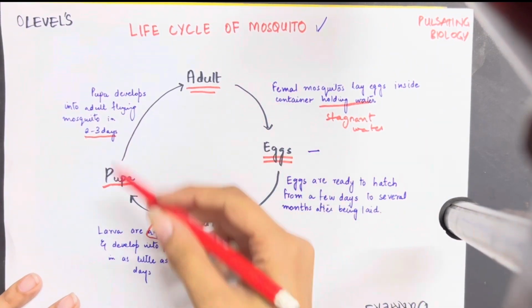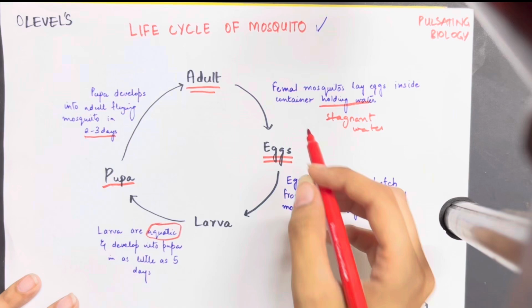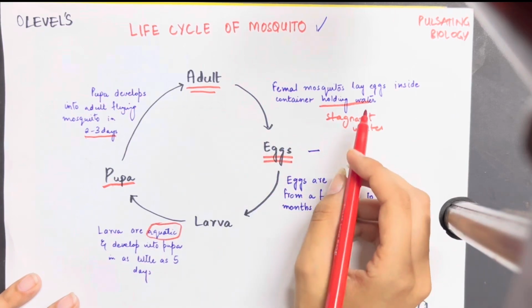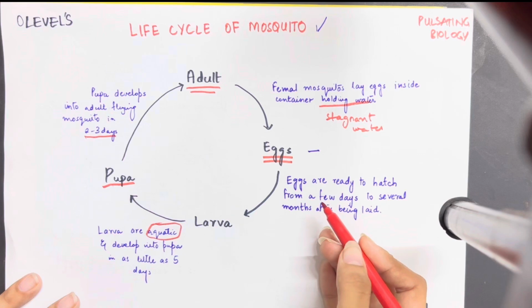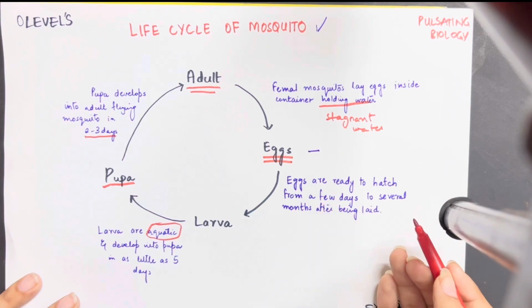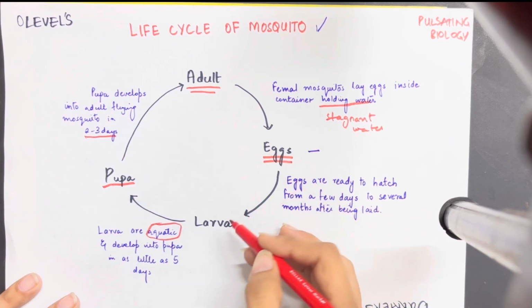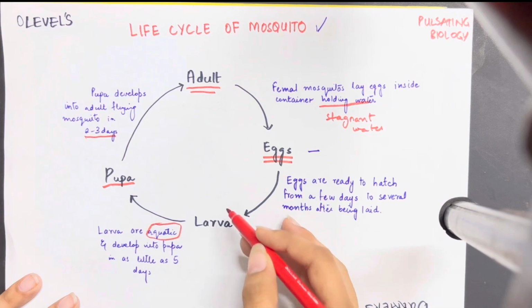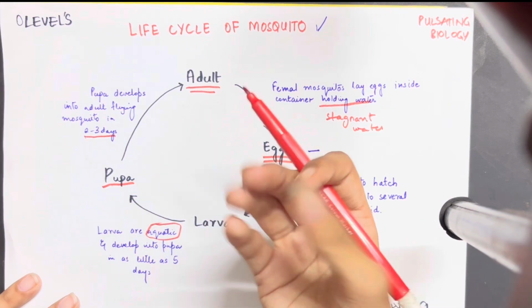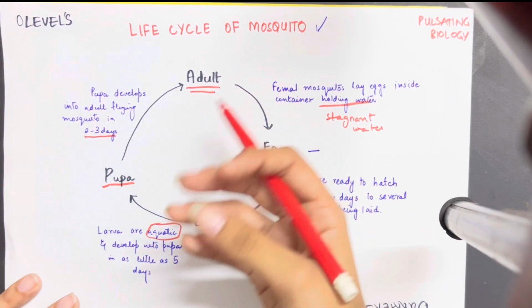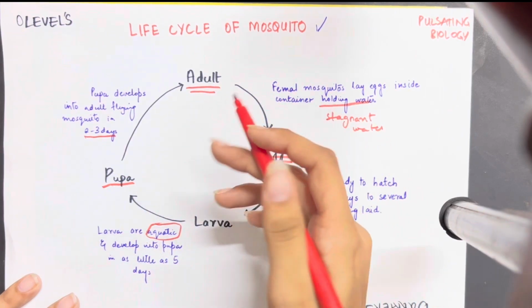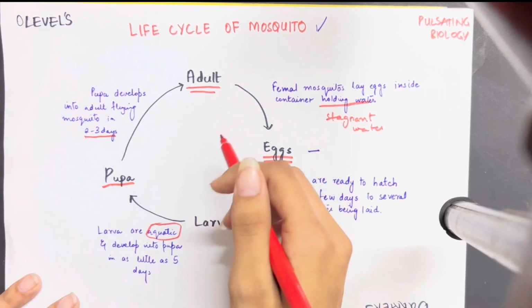Now this is the entire life cycle of the mosquito. It begins with laying eggs in the stagnant water, and then those eggs hatch and are converted into the larva. From the larva it is converted into the pupa within 5 days, and from the pupa into an adult within 2 to 3 days. So this is the entire four-stage life cycle of the mosquito.